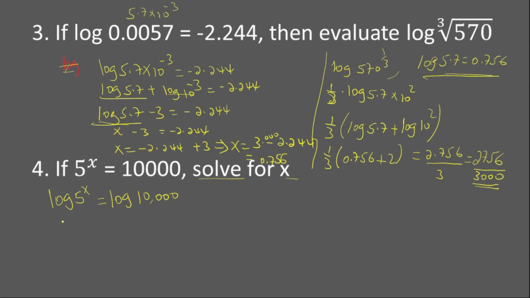So the logarithm of this means x times log 5 is equivalent to the logarithm of 10 to the power of 4, which is 10,000. So we are finding x, right? This is 4, which means x times log 5 is equivalent to how much? 4. Just divide, since this number is not a negative number or a zero number, by the logarithm of 5 on both sides, and this is equivalent to x, which means x is equal to 4 over log 5. This is the solution for x.